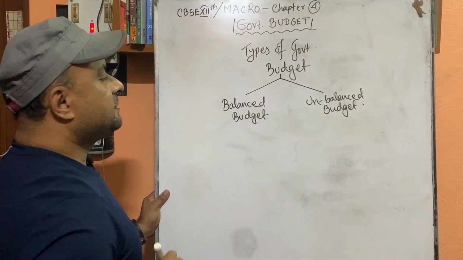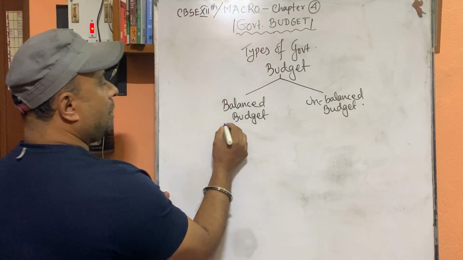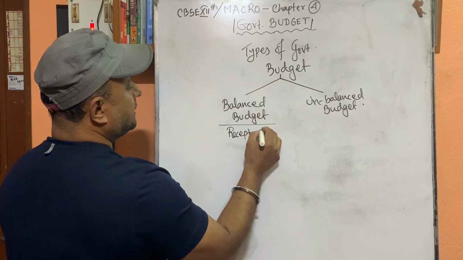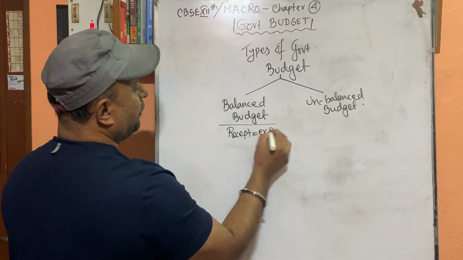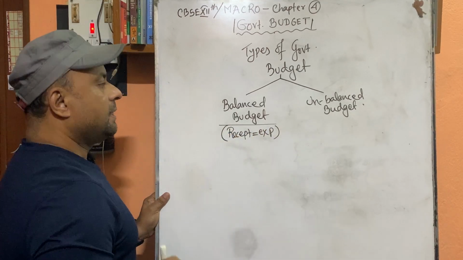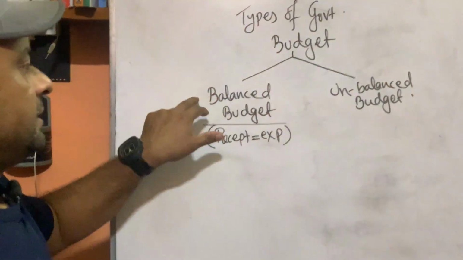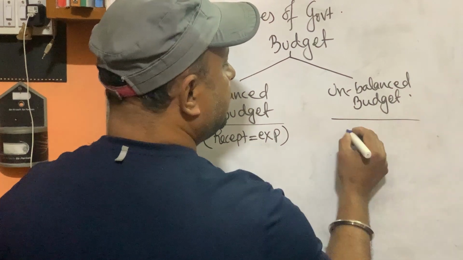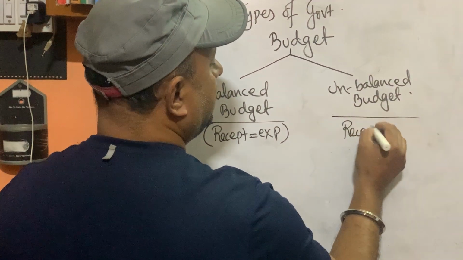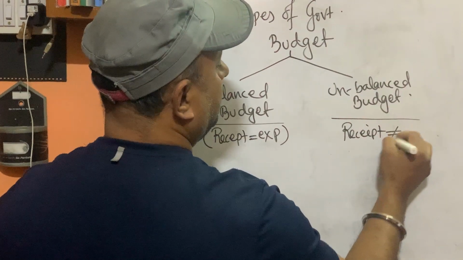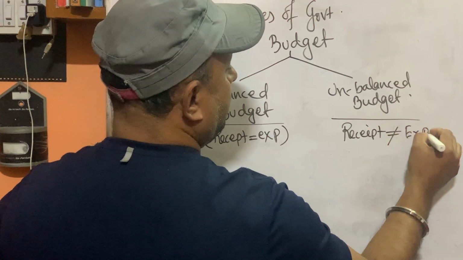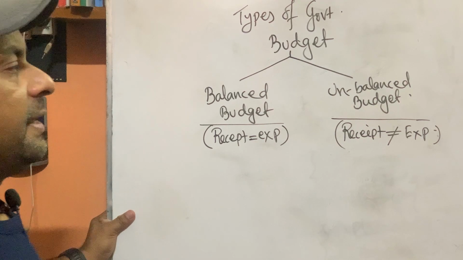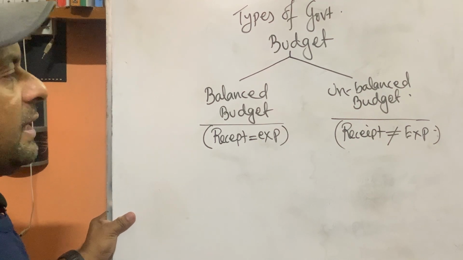Okay. Balanced budget means where government's receipt and expenditure both are equal. How much government is earning, the same amount government is spending. This is balanced budget. Unbalanced means where government receipt and expenditure are not equal. This is unbalanced budget. Government receipt and expenditure are not equal. Maybe one is more or one is less.